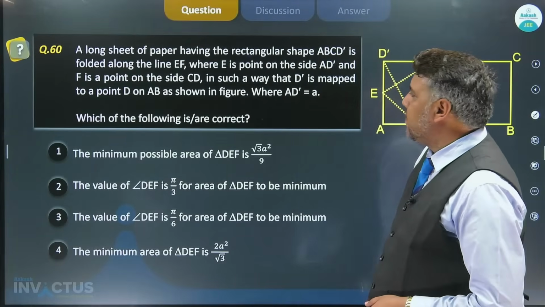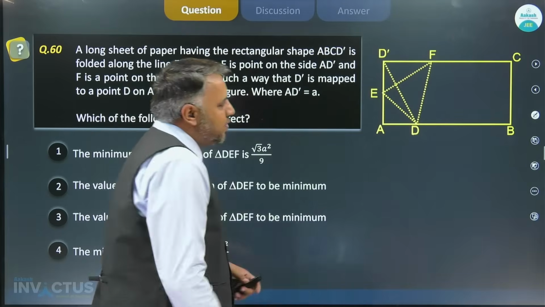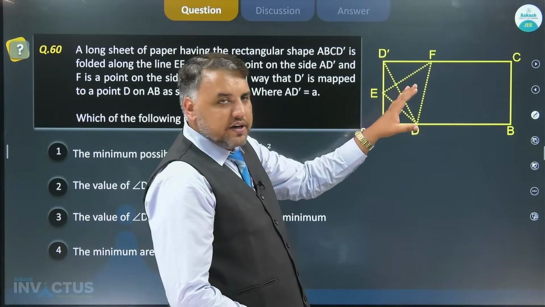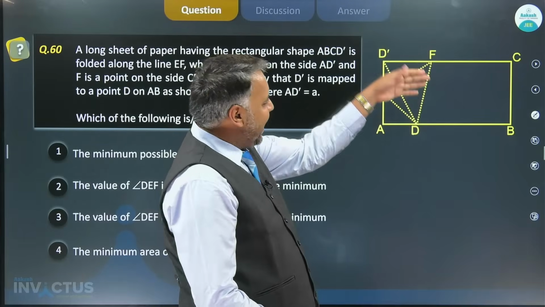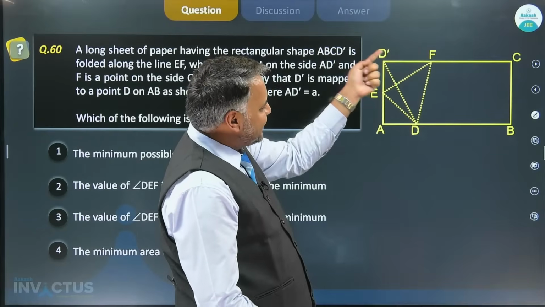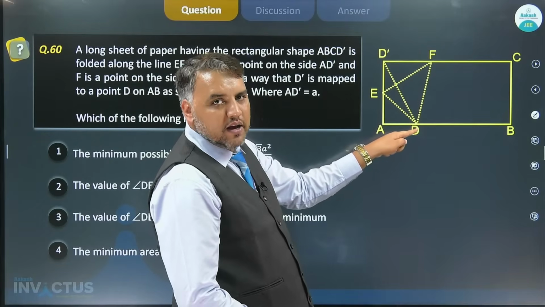Okay, a long sheet of paper having the rectangular shape ABCD dash. Okay, the question is I think clear to you. किया क्या है कि यहाँ से एक rectangular sheet है, there is a rectangular sheet, and we have taken 2 points E and F on these two sides and folded this paper along EF such that this D dash point comes on AB and become D.